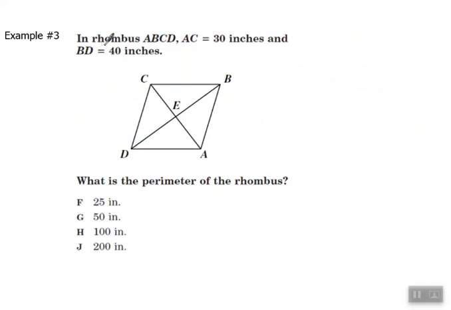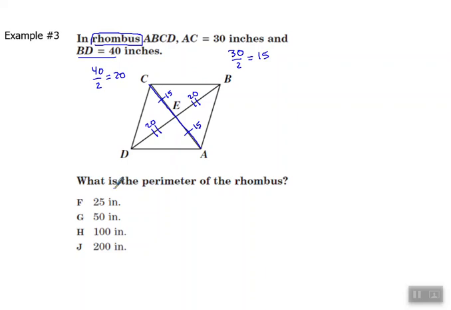Example number 3, in rhombus ABCD, AC equals 30, this is 30 inches, and BD equals 40 inches. So this is 40. Now because it's a rhombus, we know that it has a parallelogram property that the diagonals bisect each other, but they are not congruent. So if A to C is 30, and we cut 30 in half, half of 30 is 15. So this is 15, and this is 15. I'm going to label my picture. BD is 40, and half of 40 makes 20, so this is 20, and this is 20.